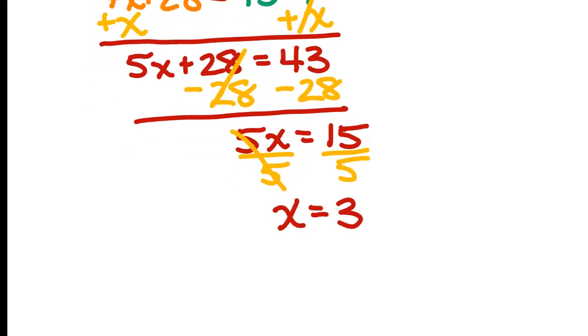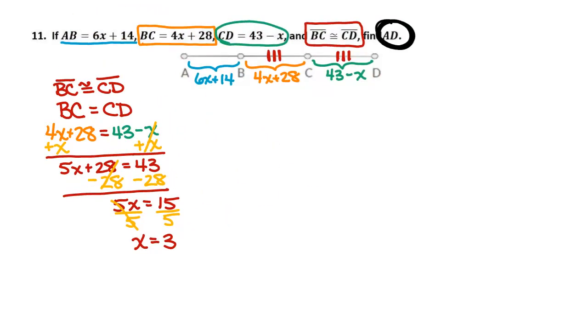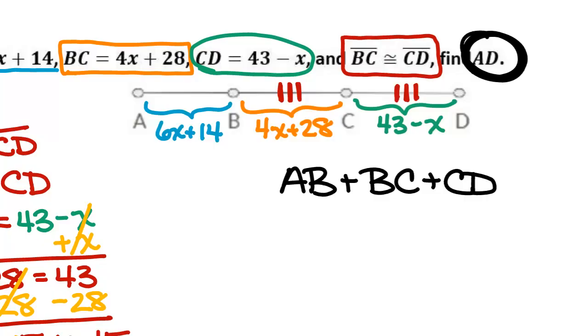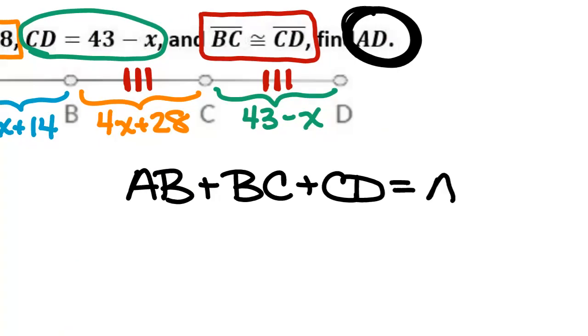Is that what they asked me to find? No. Do you think that's an essential piece of what they asked me to find? Absolutely. Okay, so now we have to go about figuring out how to find AD. How many little segments are there that are being put together to make AD? 3. What are those 3? AB, BC, and CD. Those 3 together make up AD.